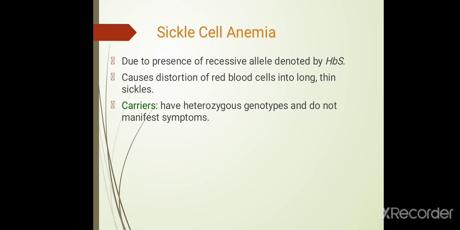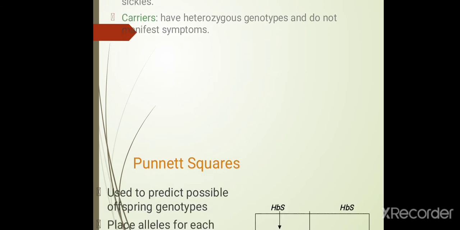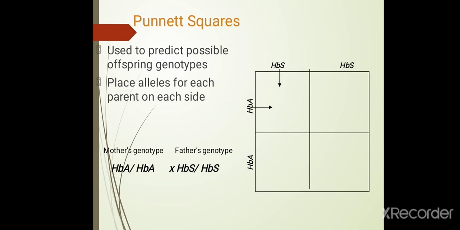The carriers of this are heterozygous genotypes and do not manifest symptoms. That's the meaning of sickle cell anemia. Here is an example of Punnett squares used to predict possible offspring genotypes. Place alleles for each parent on each side. As you can see, the mother's genotype and father's genotype.